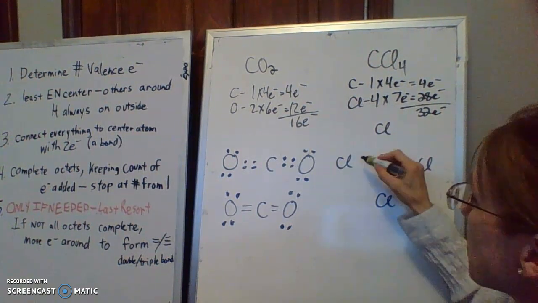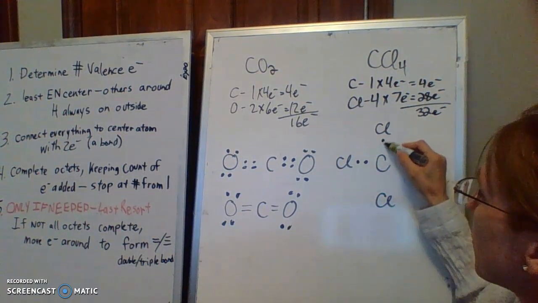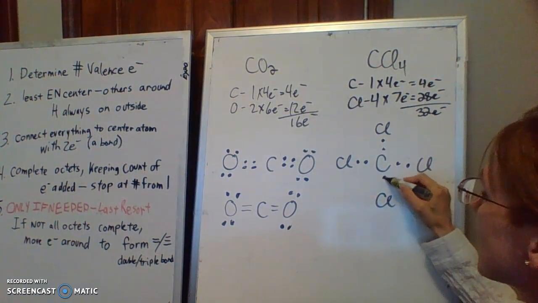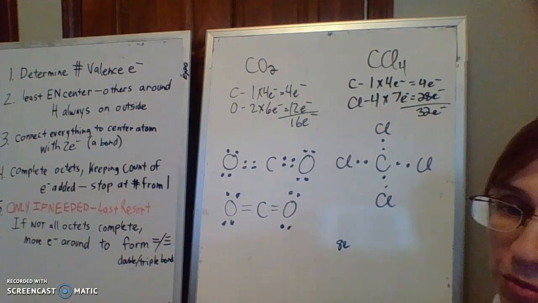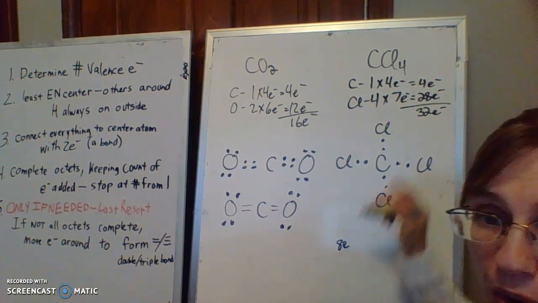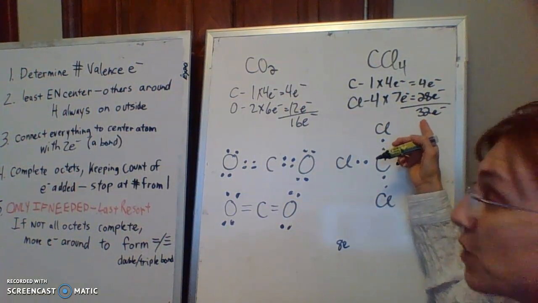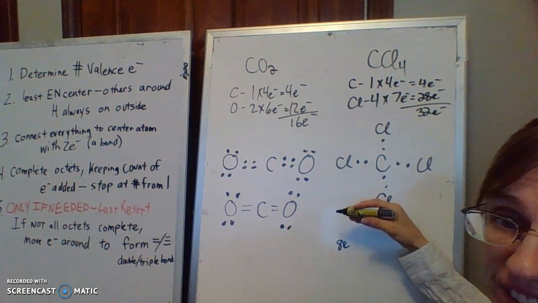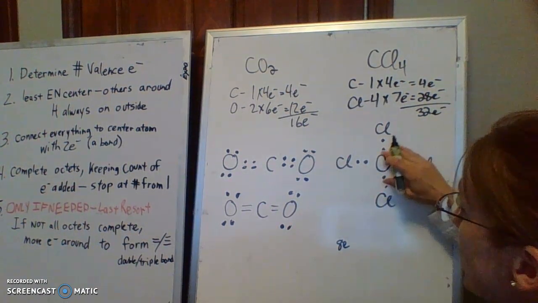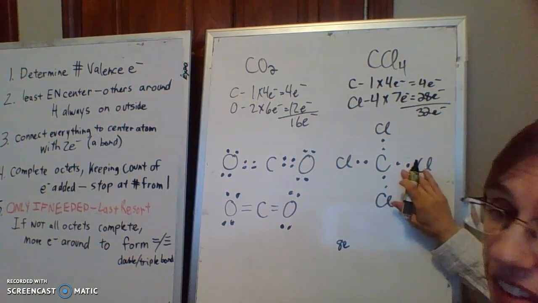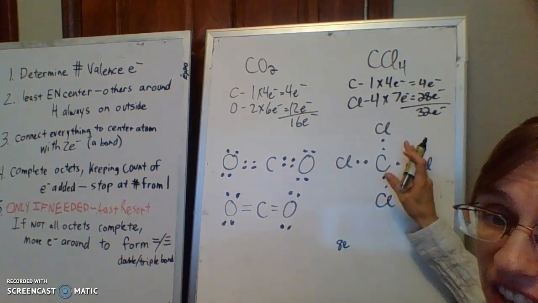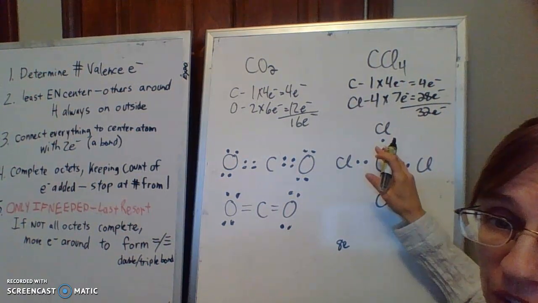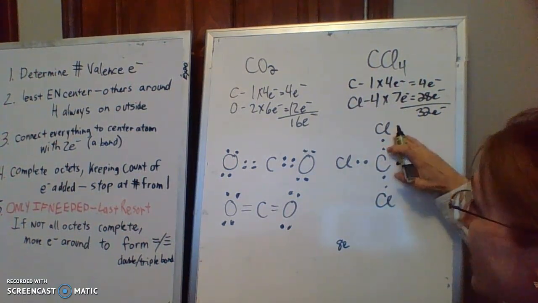We put the least electronegative in the center, the more electronegative on the outside. We connect them up with bonds. 1, 2, 3, 4, 5, 6, 7, 8. 8 electrons have been used just to connect things up. We need to get up to 32, so let's analyze it, see where exactly we need to add those electrons. Carbon is happy. 1, 2, 3, 4, 5, 6, 7, 8. Carbon is good. It's got all 8. So we're going to leave carbon alone. Chlorine, on the other hand, only has 2.